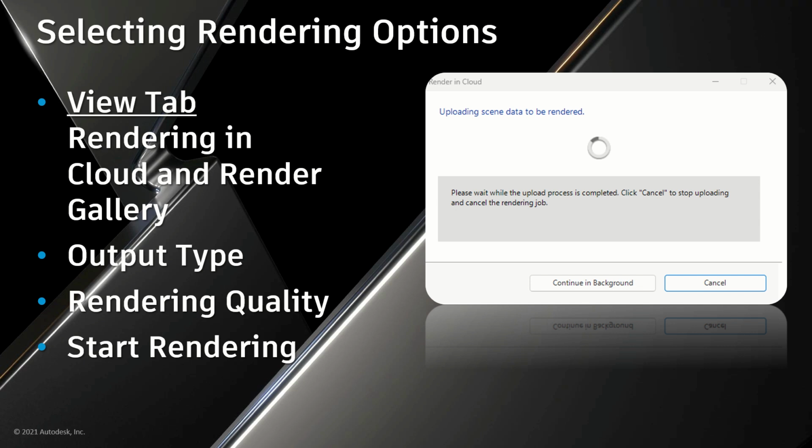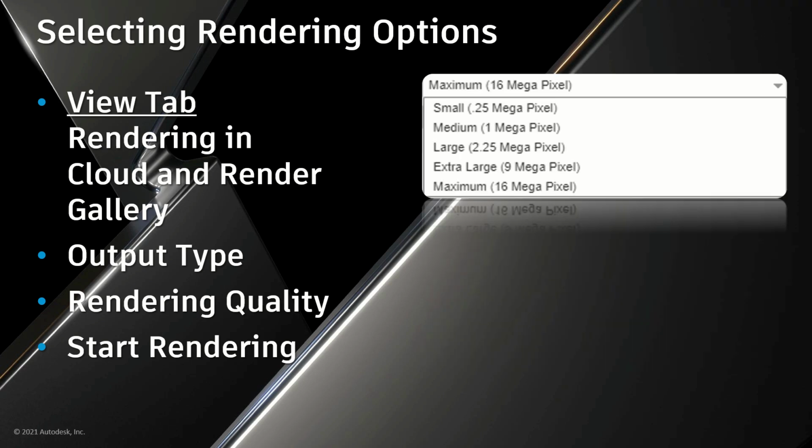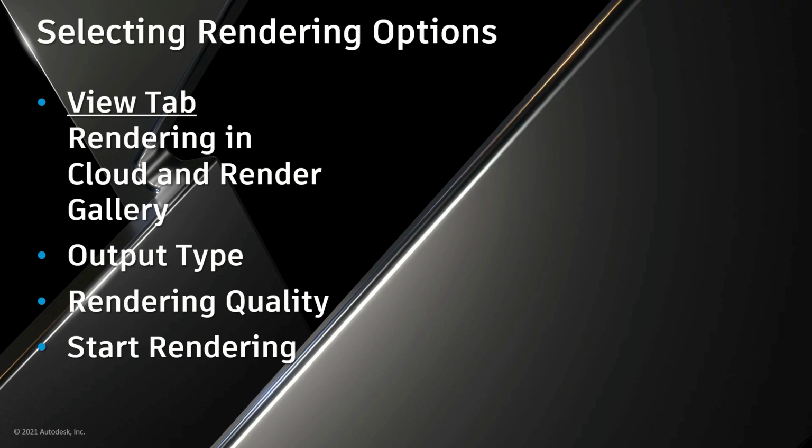Once you start the rendering in the cloud, it will continue in the background and you can close this dialog box. These are the options that you can select for image size. Small and medium pixels on a standard render quality do not consume any cloud credits.